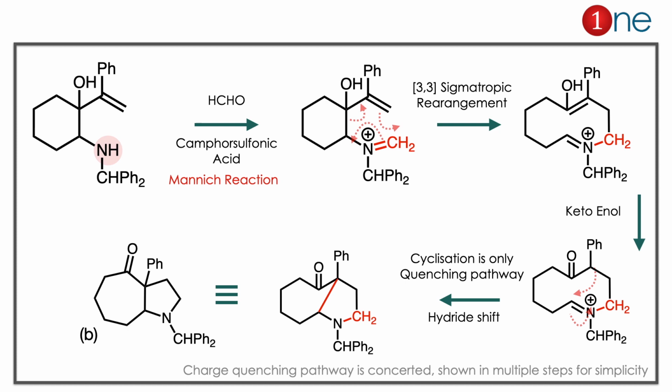Here you have to learn two important things. One is the Mannich reaction. The Mannich reaction involves the amine and aldehyde, and you form an imine. Second thing is charge quenching. Here charge quenching dictates many things. One is sigmatropic rearrangement, where the ring is opened. Another thing is that charge quenching also promotes the cyclization here.